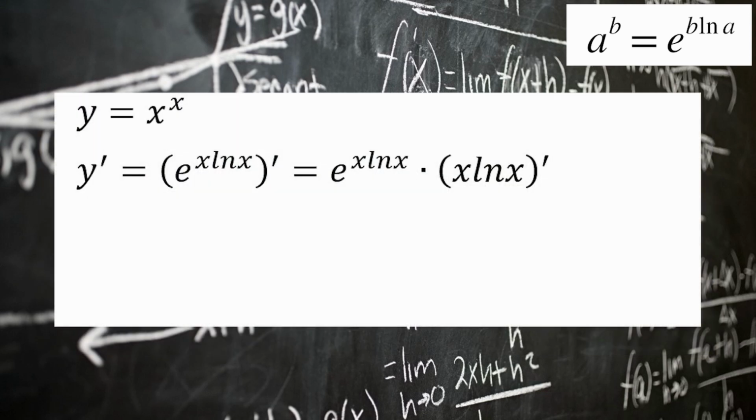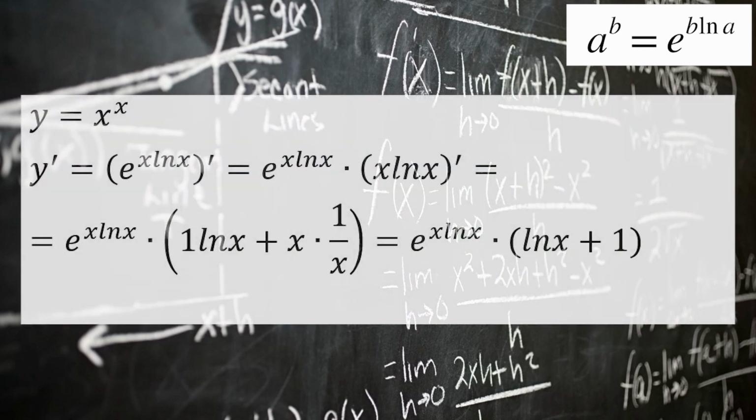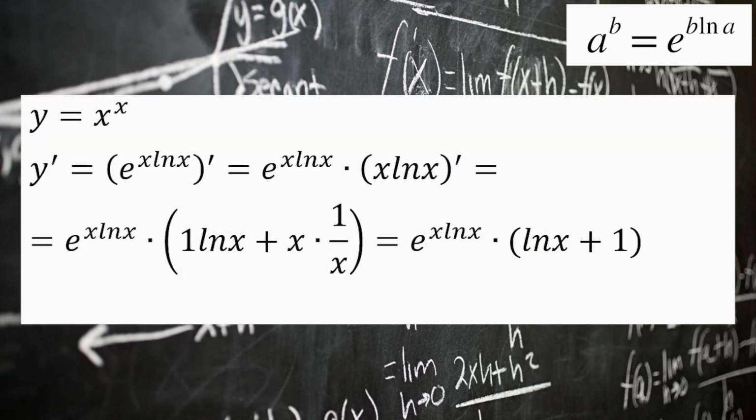What we get is e to the power of x ln x, and we have to calculate the derivative for this function. Using the chain rule, we get e to the power of x ln x and the derivative of x ln x. So here we apply the product rule, and after the simplification we get e to the power of x ln x times ln x plus 1.